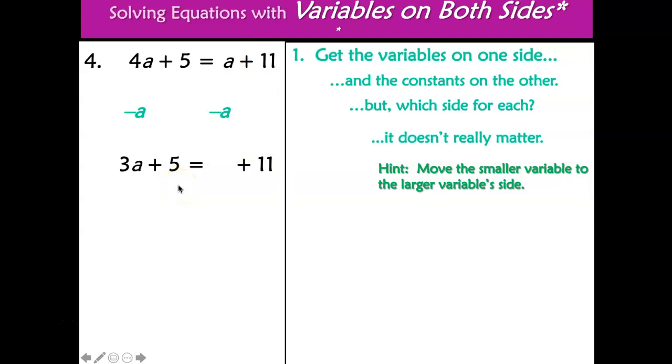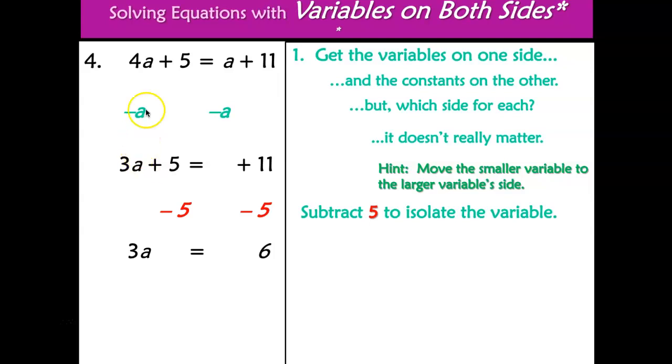Okay, so now we're going to group the constants. Okay, so 5 will have to be eliminated. So then we will do the opposite. We're going to subtract 5 on both sides. There you go. And then if you do that, you will have just 3a. Bring that down. This will become 0. And then 11 minus 5 is 6.